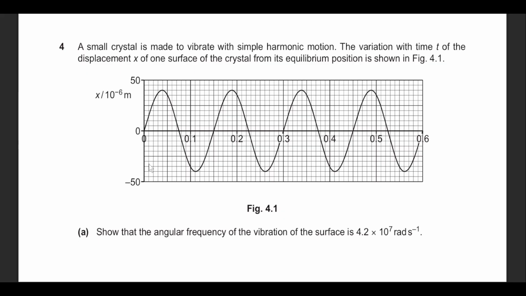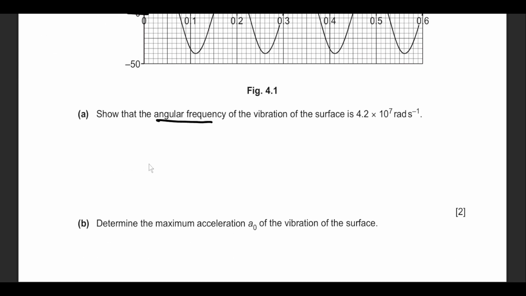He says that a small cylinder is based, and of course this question is from simple harmonic motion. This is your mean position and this is your extreme position. This will eventually become your x naught or amplitude, and the rest of the positions will become your x or current displacement. He says show that the angular frequency is this.